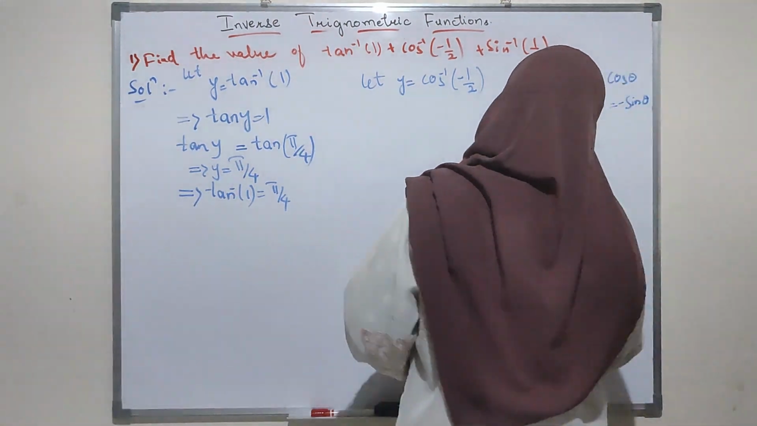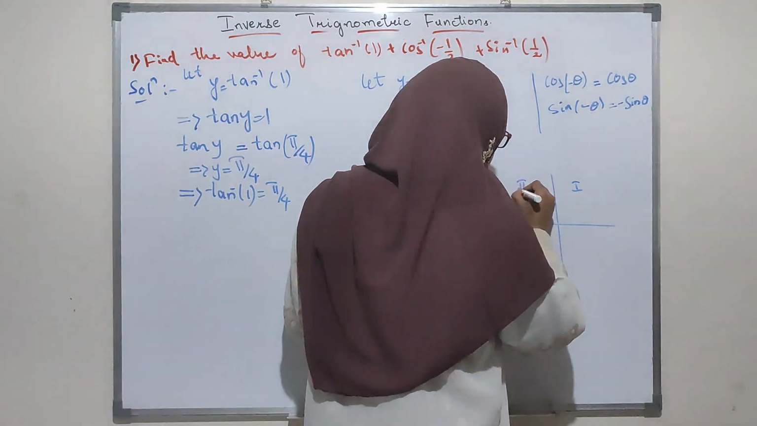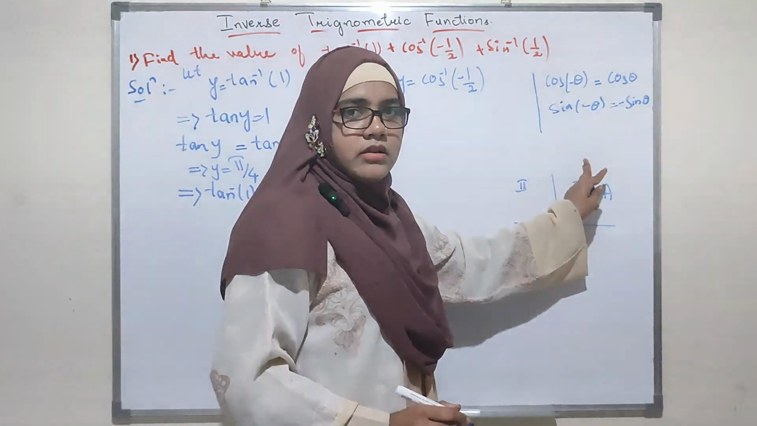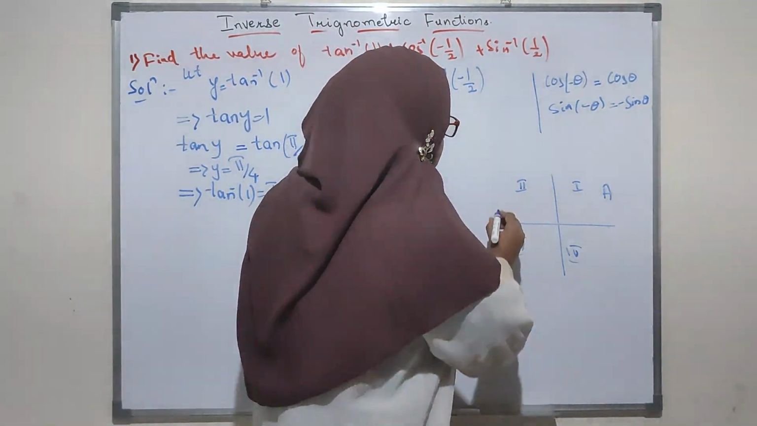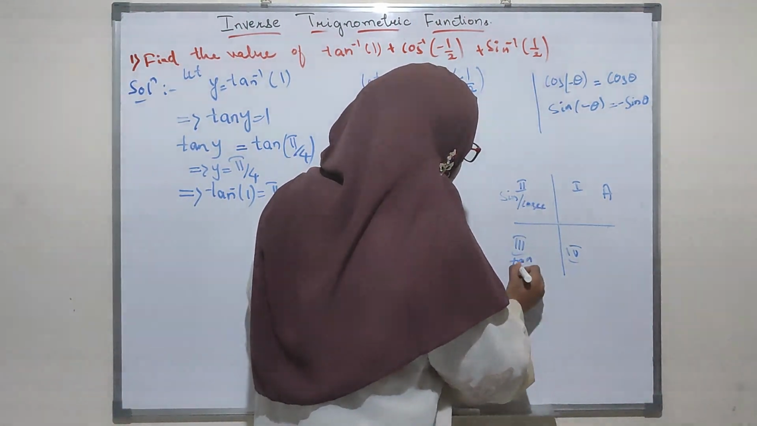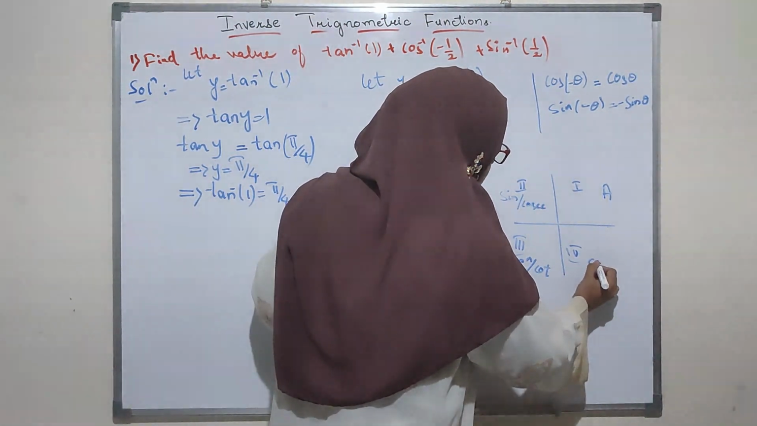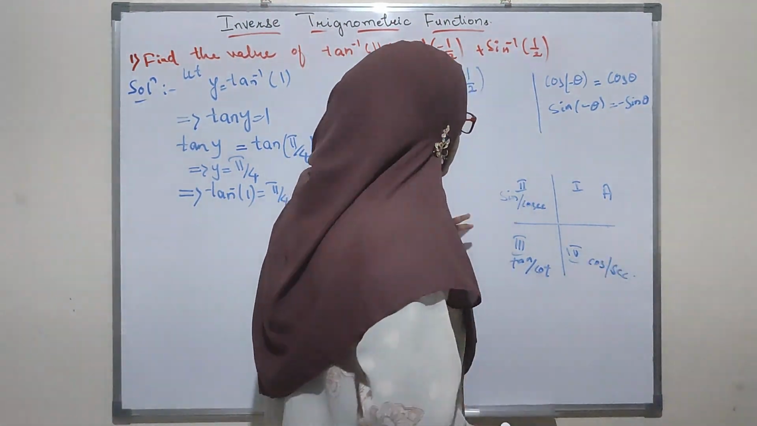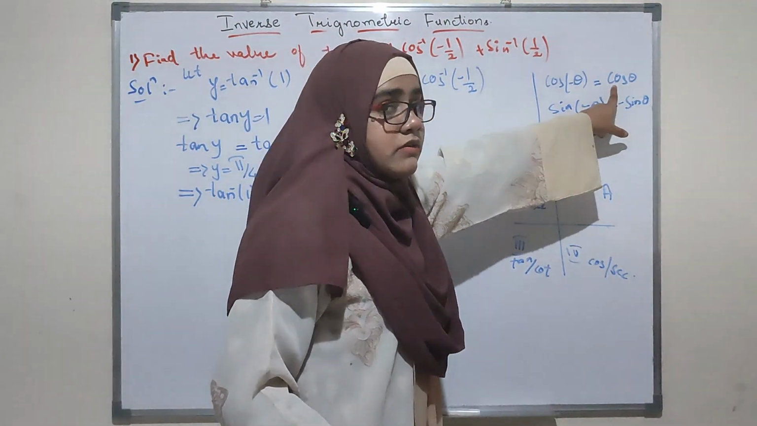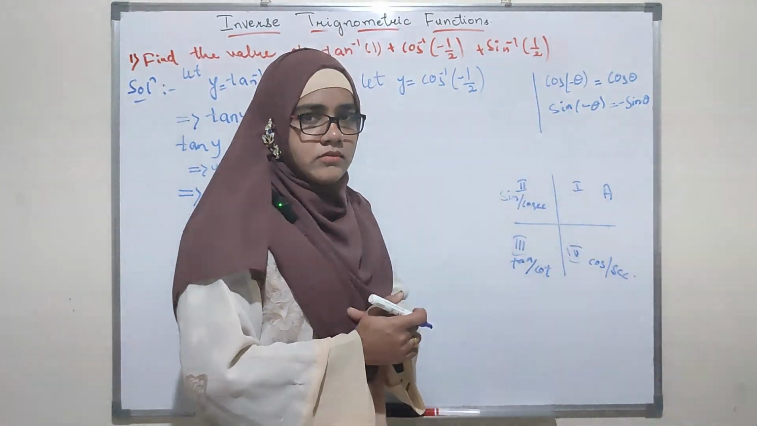In the quadrants we can see first, second, third, fourth. In the first quadrant, all six trigonometric ratios are positive. In the second, sine and its inverse cosec are positive. In the third, tan and its inverse cot are positive. In the fourth, cos and sec are positive. So sin of minus theta will give you minus sin theta, but cos of minus theta comes in the fourth quadrant, so it gives positive cos theta.